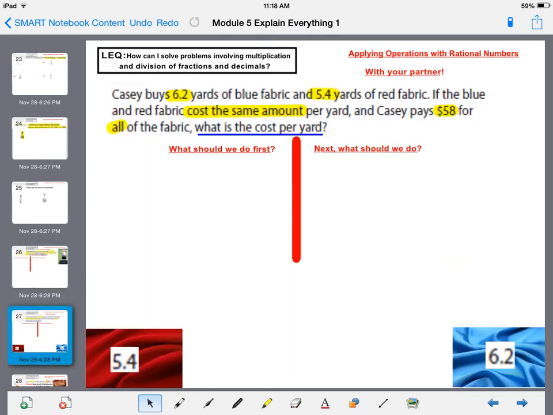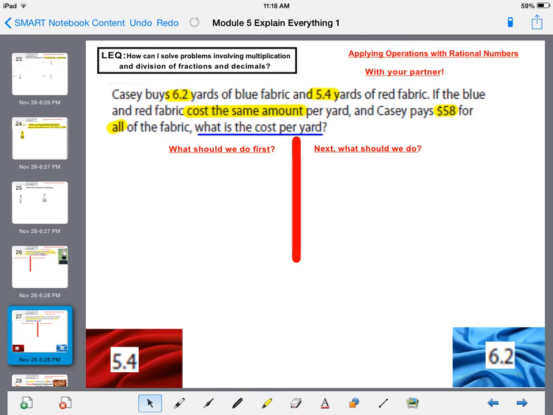This is a very similar question. In this example, Casey buys 6 2/10 yards of blue fabric and 5 4/10 yards of red fabric. If the blue and red fabric cost the same amount per yard and Casey pays $58 for all of the fabric, what is the cost per yard?